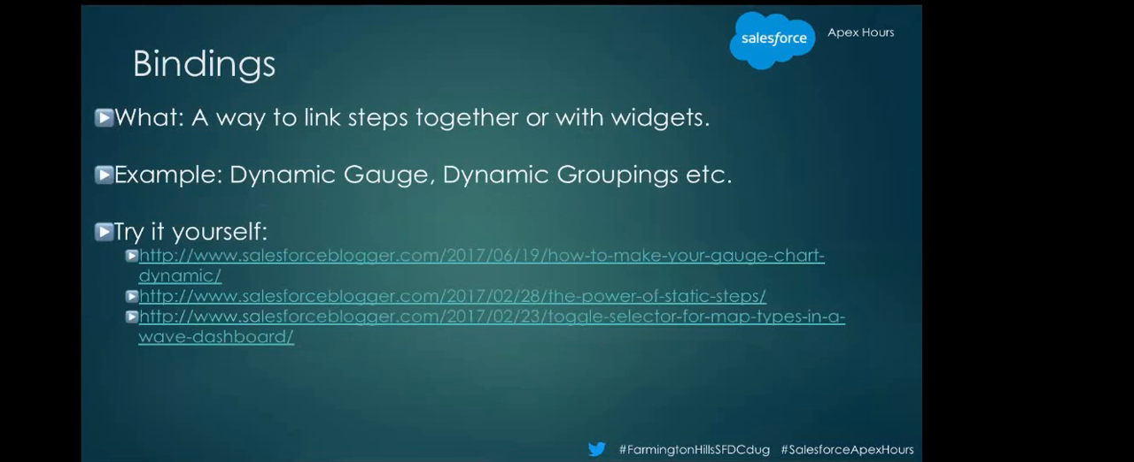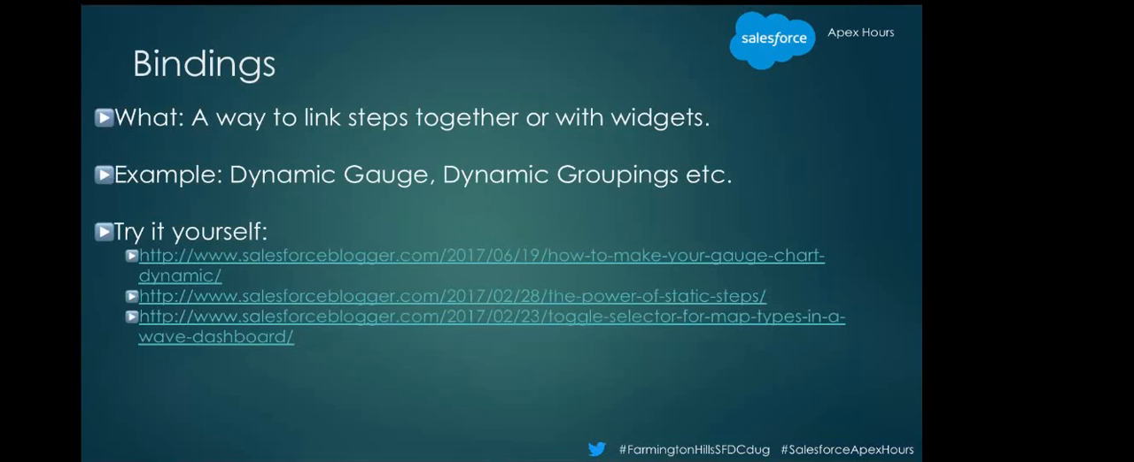Okay, so the last thing that I wanted to talk to you guys about was bindings. Bindings is basically a way to link different steps together, or you can link steps with different widgets. So some examples are that dynamic gauge. I'm sure you've seen it in standard Salesforce, where you have a gauge and it says what the different target breakpoints are, and you have to manually go in and put that in. But what if you wanted that to be based on different averages from some data? Well, you can actually do that in Einstein Analytics, calculate the averages, and then bind that result into your gauge, your breakpoint.